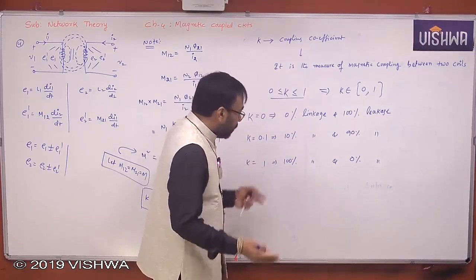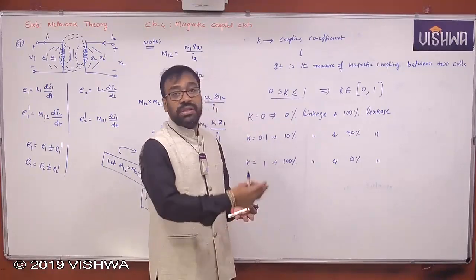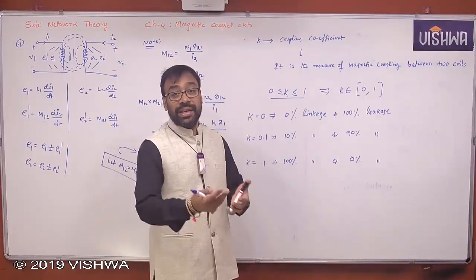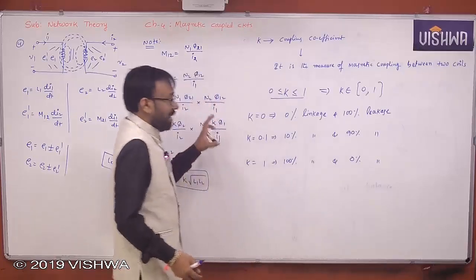This is how you can interpret. Okay, so the K value is very important. Sometimes you will be told that only 50% of the total flux emanating from the primary coil is linking with the secondary coil. 50% means K is equal to 0.5. So like that you have to understand this, okay?